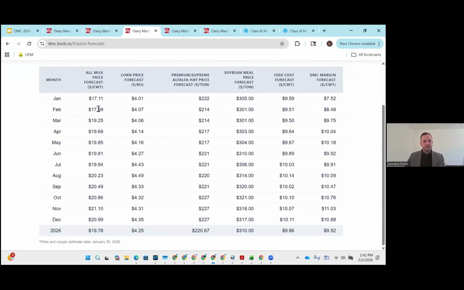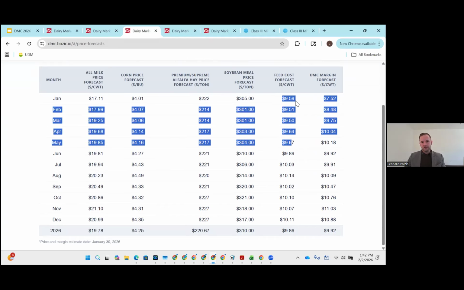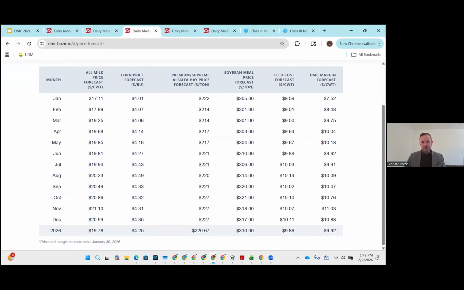What it's doing is taking this all milk price, this corn that's calculated, and then our hay price and soybean meal to come up with this total feed cost column, and then eventually our margin. So again, all milk price minus feed cost gives us our margin. And at the very bottom here for 2026, $9.92 is our expected annual margin average for this time period.